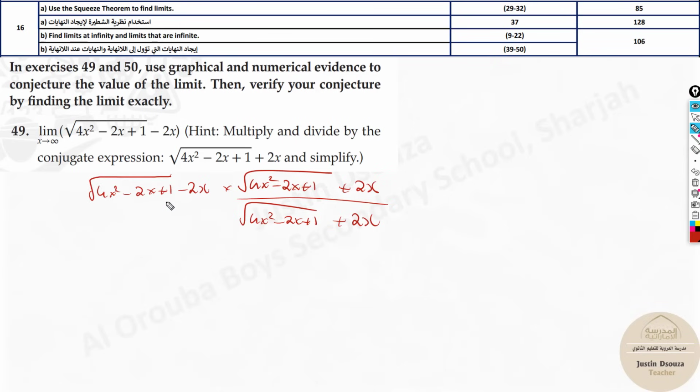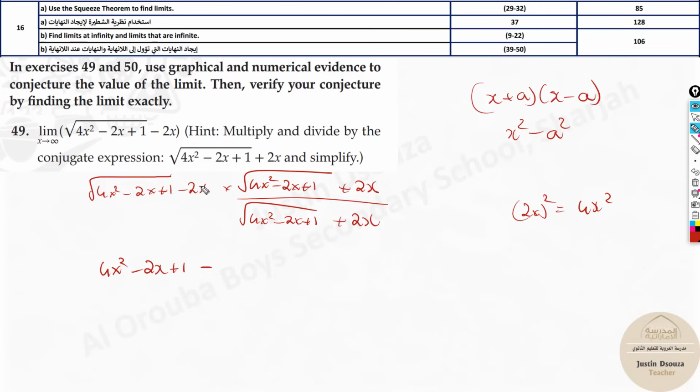Here I can use the difference of squares formula: x plus a times x minus a is x squared minus a squared. I can apply that formula here. So the first term gets squared. That means square and square root cancel, so it will be 4x squared minus 2x plus 1. And then minus the second term. This term also gets squared. That will be 2x the whole square, that is 4x squared. I'm just writing it directly because it's x plus a, x minus a.